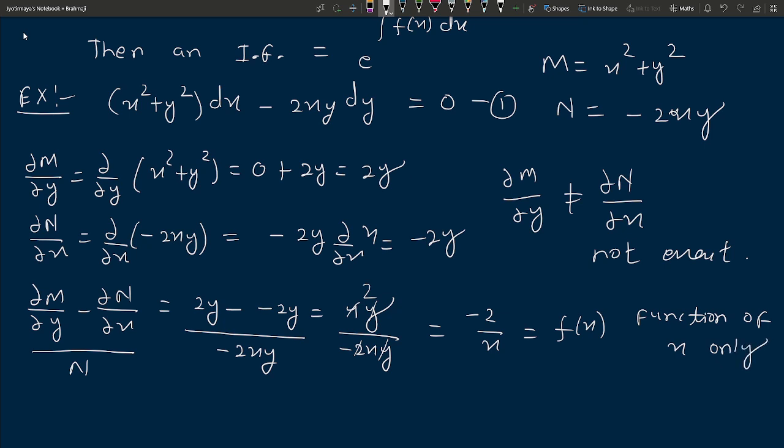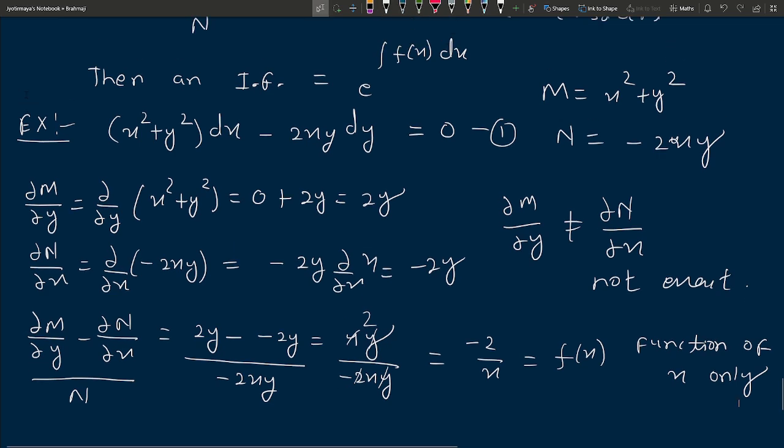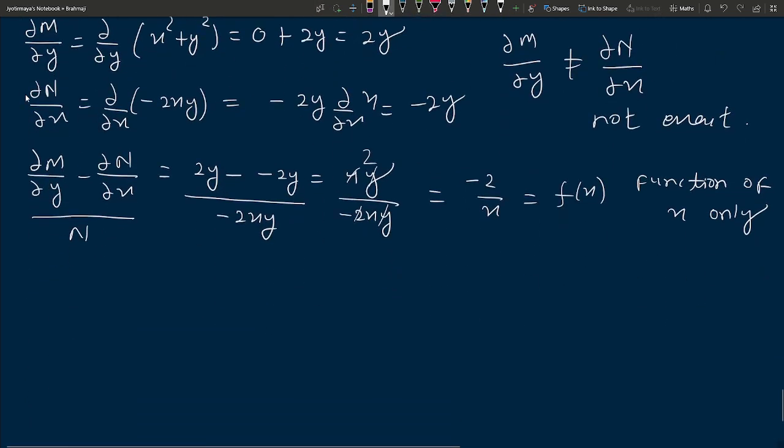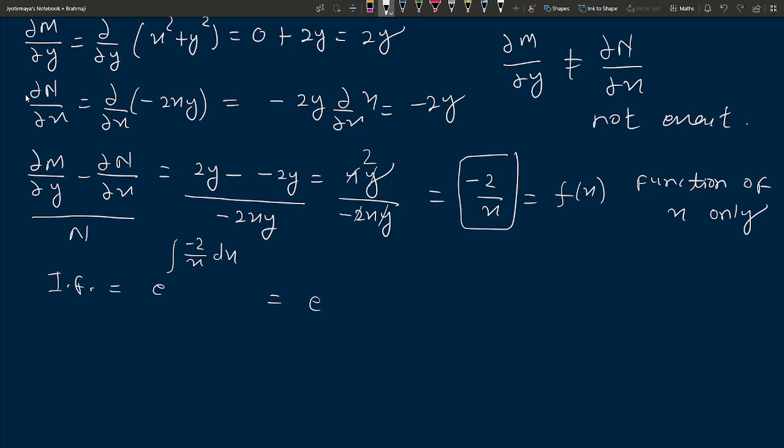Okay, if it is a function of x only, you know what the integrating factor is. This is the formula. Integrating factor is e to the power integration f(x) dx. What is f(x)? This one is f(x). So your integrating factor is e to the power integration of minus 2 by x dx. So e to the power minus 2, a constant, integration of 1 by x dx. So e to the power minus 2, integration of 1 by x is ln x.